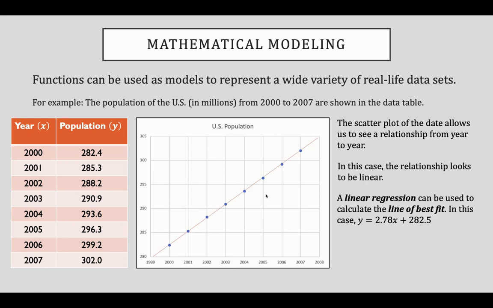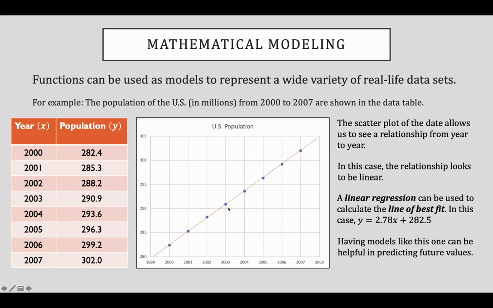All right, and we can do something that's called run a linear regression that can be used to calculate the line of best fit. All right, if you take a stats class in the future, you will be doing a lot of best fit curves. In this case, running a linear regression, which you can do on your calculator, we get y equals 2.78x plus 282.5. So having models like this can help us in predicting future values of our population of the US.